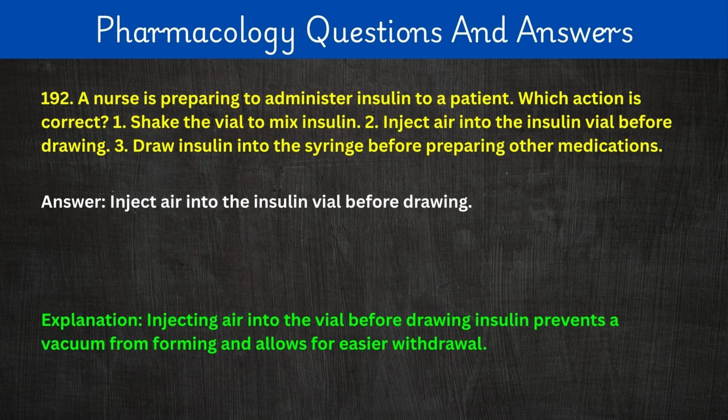192. A nurse is preparing to administer insulin to a patient. Which action is correct? 1. Shake the vial to mix insulin. 2. Inject air into the insulin vial before drawing. 3. Draw insulin into the syringe before preparing other medications. Answer: inject air into the insulin vial before drawing. Explanation: injecting air into the vial before drawing insulin prevents a vacuum from forming and allows for easier withdrawal.